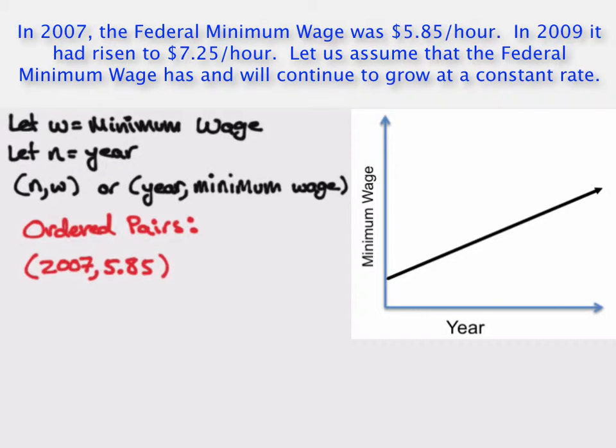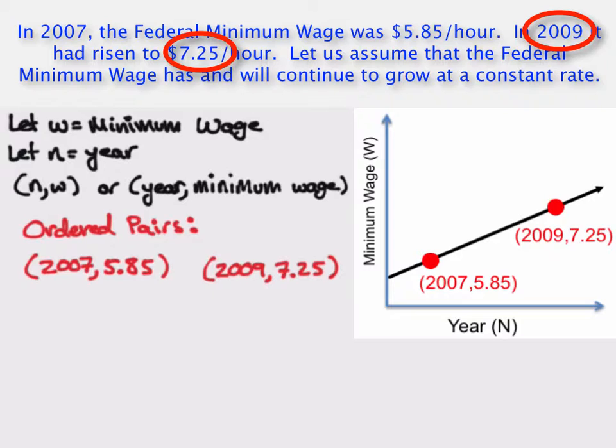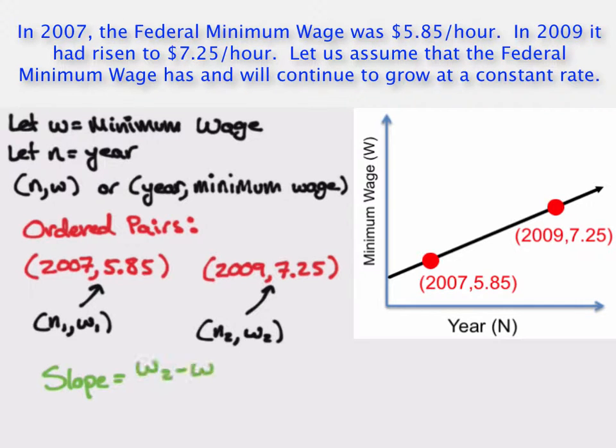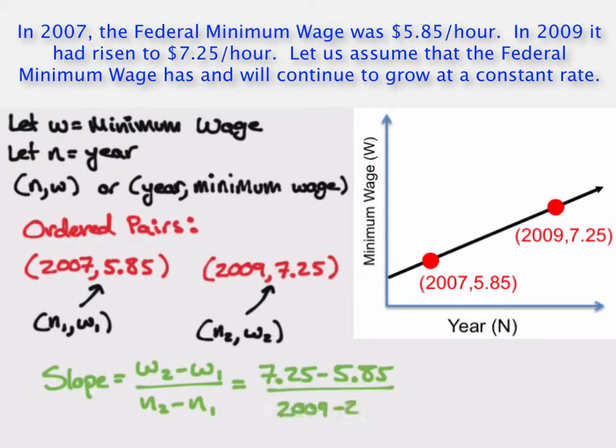And in the year 2009, this minimum wage was $7.25. So we've got the ordered pair 2009, $7.25. Now that we've got two ordered pairs, we can go ahead and find the slope for our linear equation. All right, so we found our slope to be 0.7 or 7/10.